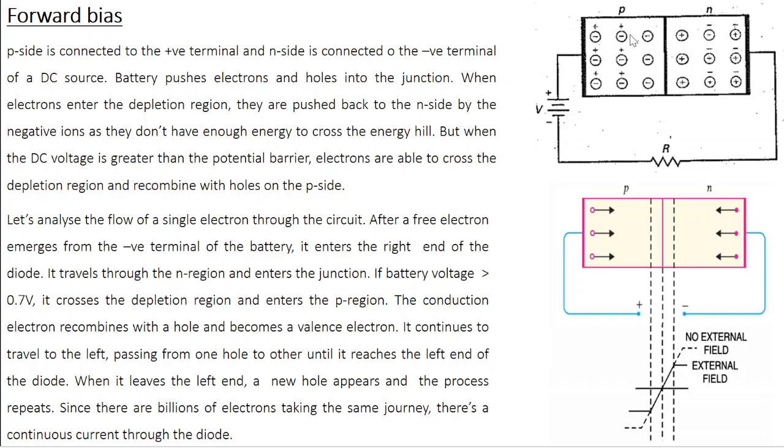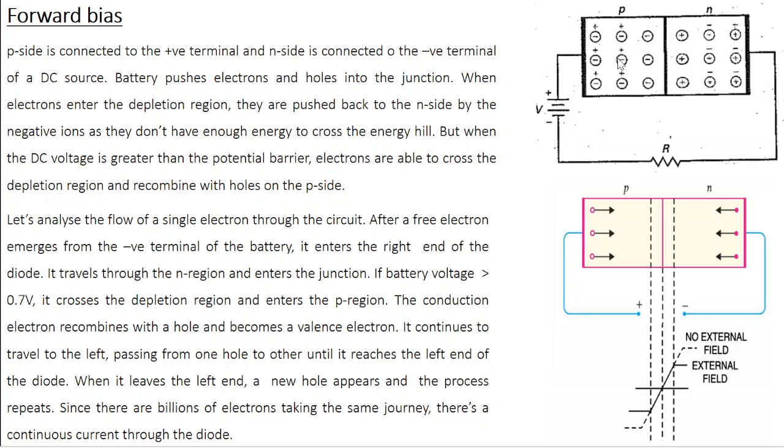But the hole resides in the valence band, whereas the free electron resides in the conduction band. So the electron, which is in the conduction band, comes down to the valence band by losing some energy. Remember, the conduction band is higher in energy compared to the valence band. So when an electron jumps down from the conduction band to the valence band, it loses some energy. In other words, when a free electron enters from the N side to the p side, it converts from a conduction electron to a valence electron.